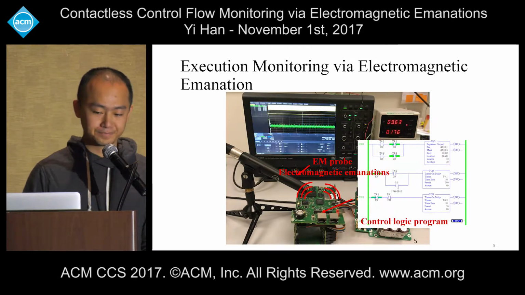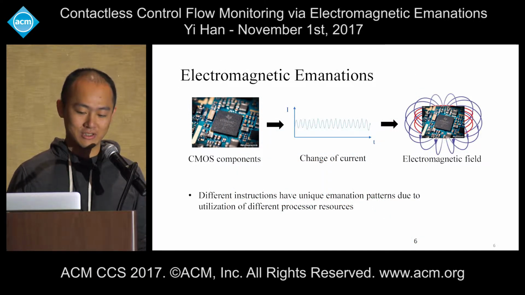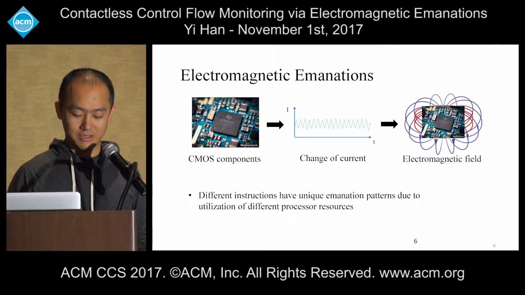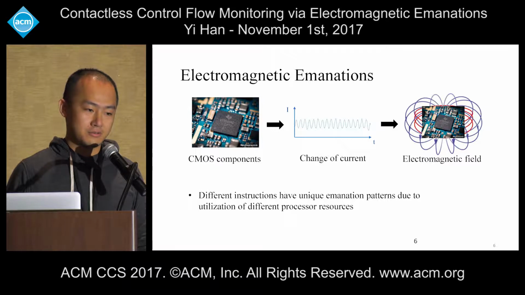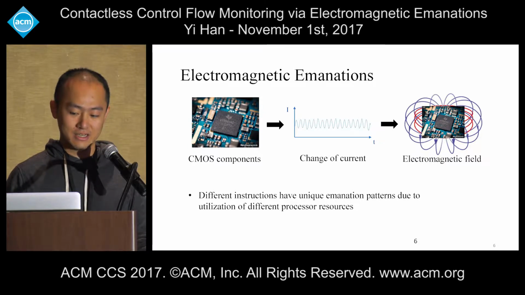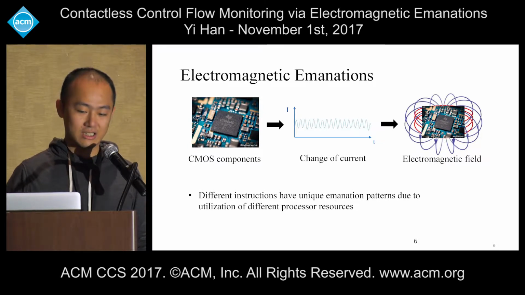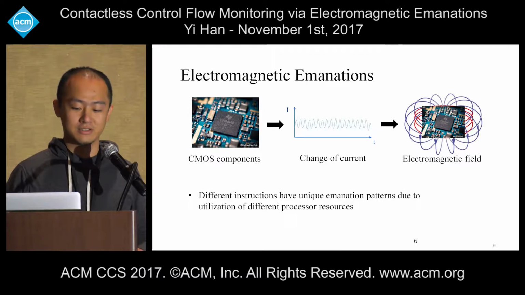So what are electromagnetic emanations of a digital device or a processor? We have a processor here, and it has a lot of CMOS components inside. The switching on and off of these components will cause changes in the current on the circuit. And these changes of current will be transmitted into the ambient air in the form of an electromagnetic field, and it can be captured by an EM sensor. Different instructions being executed will have different emanation patterns because they utilize different resources in the processor.